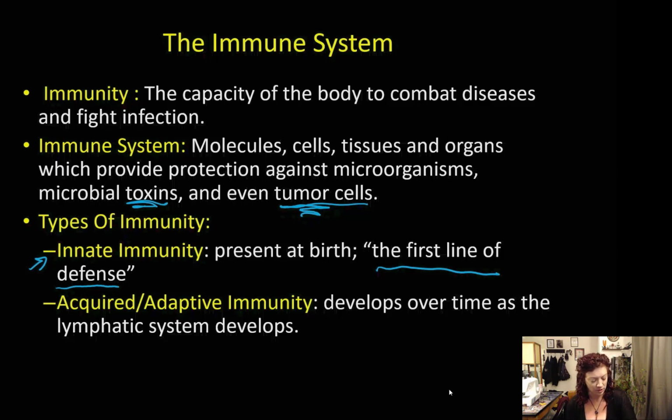The other kind of immunity is called either acquired or adaptive immunity. You might hear both terms. Just like the name implies, this is immunity that you acquire over the course of your life as you're exposed to pathogens and your body learns to identify them and how to fight them. Okay? It also tends to develop especially quickly in your youth when your lymphatic system is developing. Now we're going to talk about both innate and acquired immunity. Let's start with innate first.